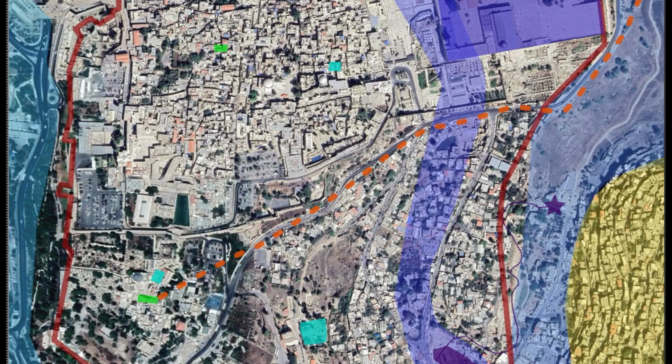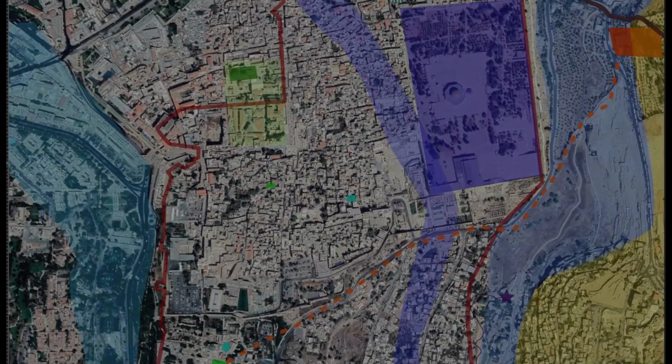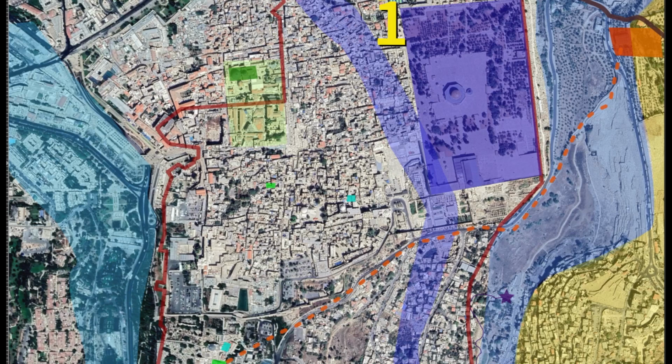And again, we have several possibilities for where Pilate could have been. One of those we already marked. That is the Antonia fortress. Pilate could have been staying there, but most people argue that it's more likely he would have been staying somewhere that wasn't a Roman barracks, that was more comfortable and more befitting his position.